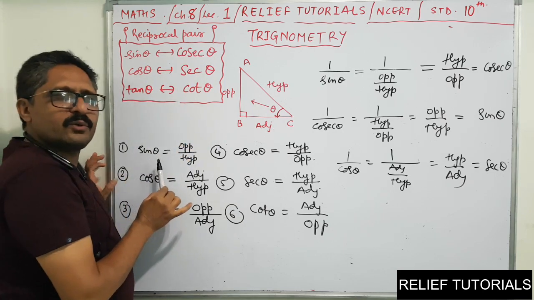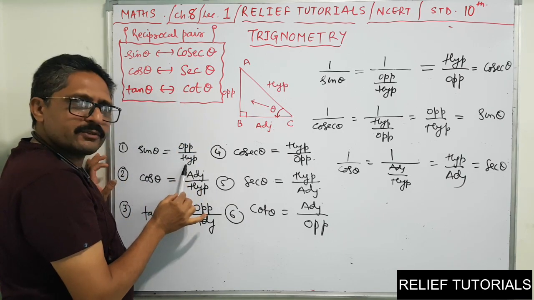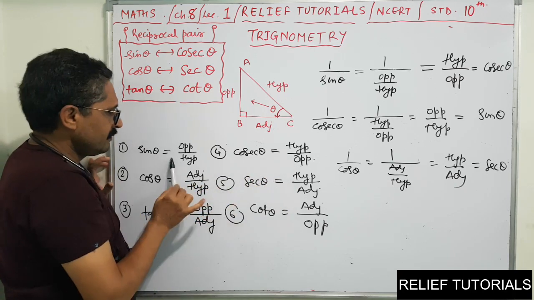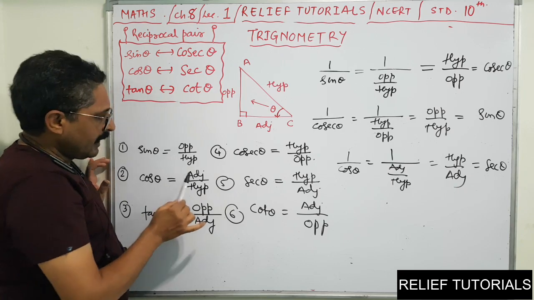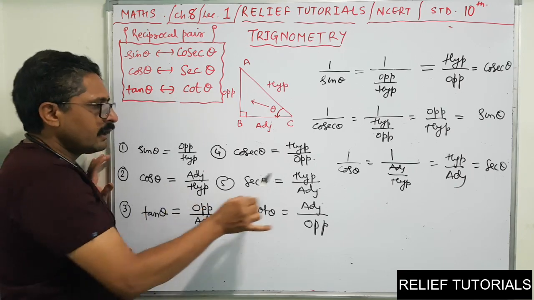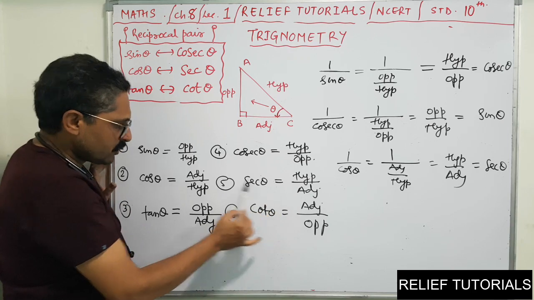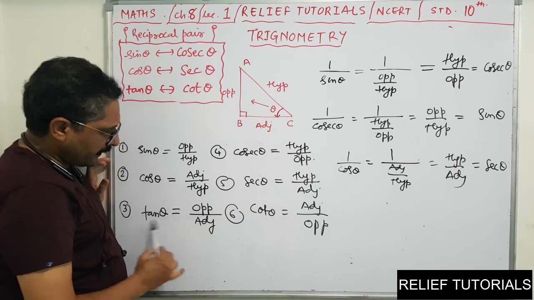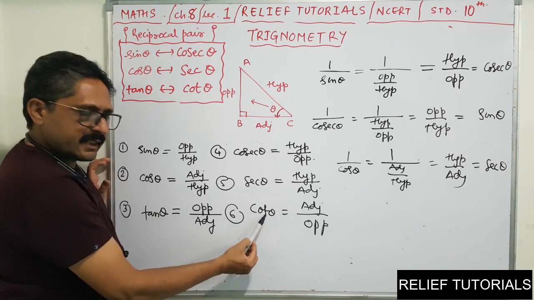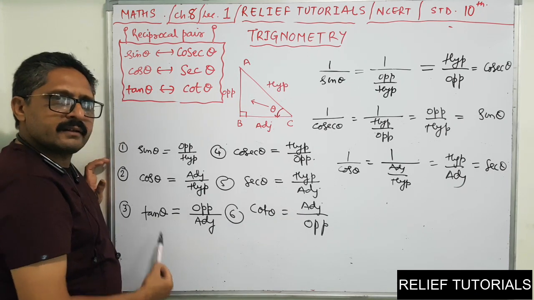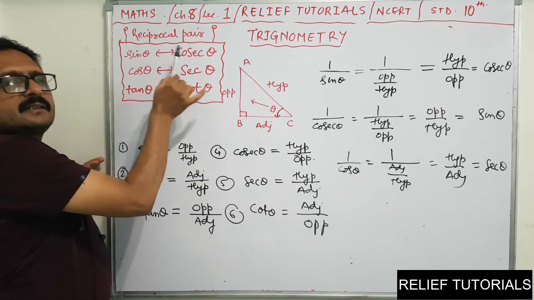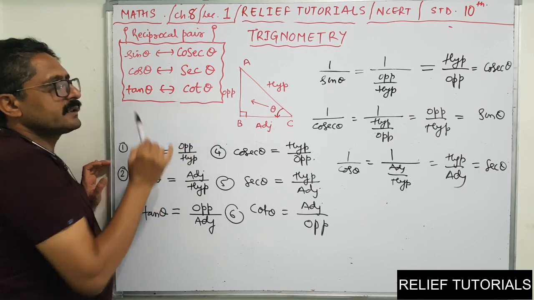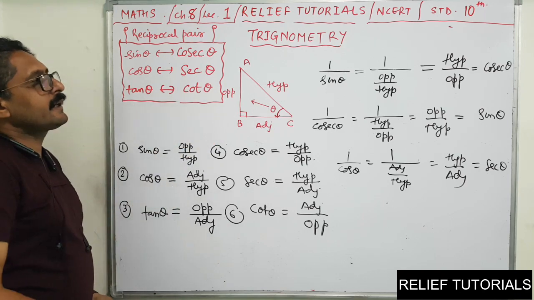Look here, you will come to know. Very simple. Opposite upon hypotenuse, its reverse is hypotenuse upon opposite, that is called reciprocal. So that is sine and cosecant. Adjacent upon hypotenuse, its reverse is hypotenuse upon adjacent, so these two are a reciprocal pair. Tan theta, opposite upon adjacent, its reverse is adjacent upon opposite, that is cot theta, so these two are reciprocal. So reciprocal of sin theta is cosec theta, reciprocal of cos theta is sec theta, reciprocal of tan theta is cot theta. So in short now, I can write the formula.